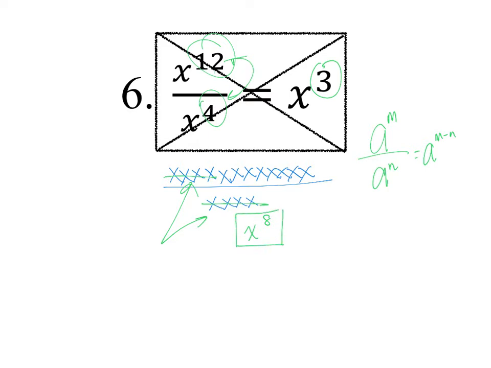So again, you're not just dividing these numbers, even though it is a division problem, you're thinking that you're dividing out by 4 x's, which leaves x to the 8th.